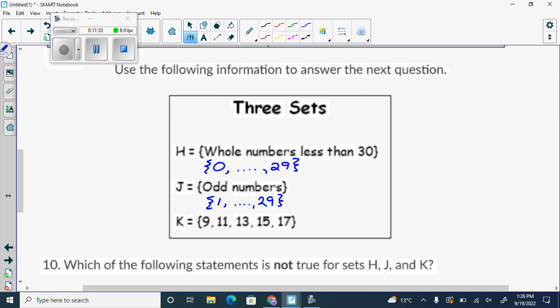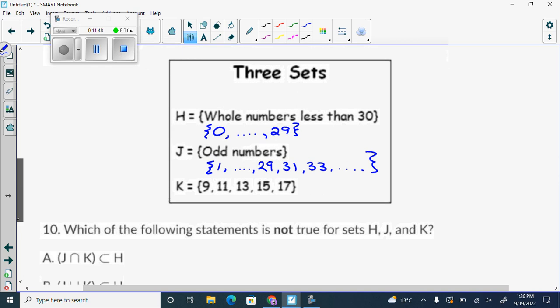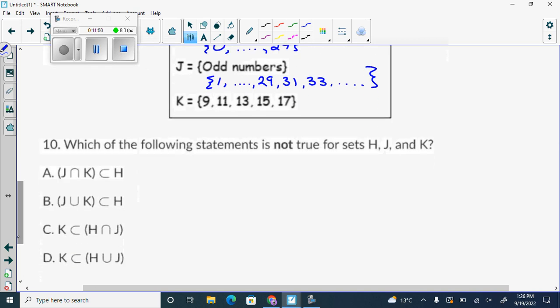Could they keep going? Does it say they have to be less than 30? No, so this could keep going. It could be 29, then 31, then 33, etc., right? And this is 9, 11, 13, 15, 17. Here it says, which of the following statements is not true? They're actually all true, just so you know.